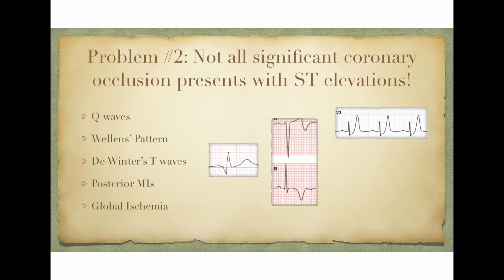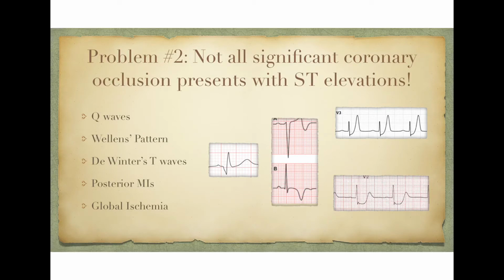In this case, we see in lead V3, but we can imagine that this continues in most of the precordial leads. It starts with an ST depression and then progresses up into a really tall symmetric T wave. And this is called De Winter's pattern, and it's also suggestive of a proximal LAD occlusion that should be treated generally with urgent invasive intervention.